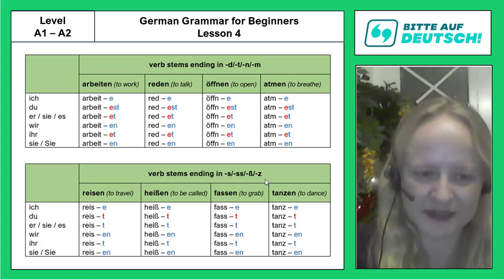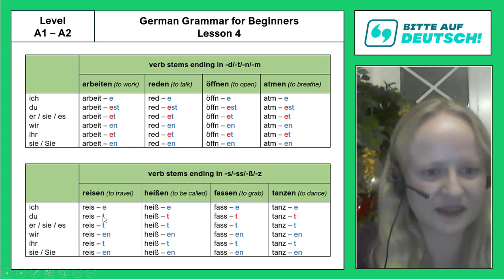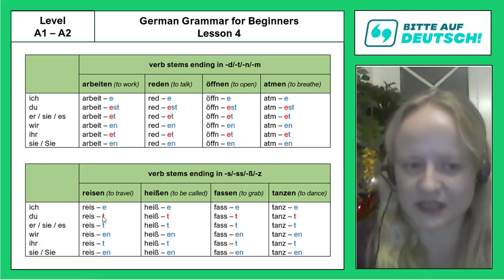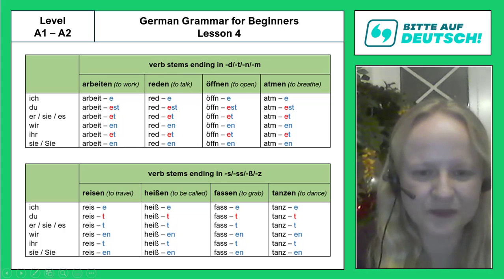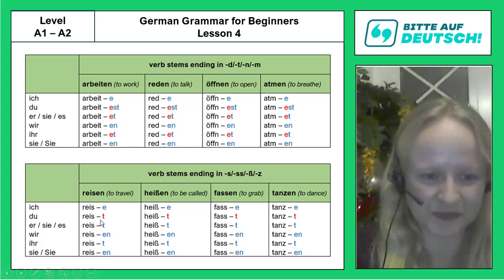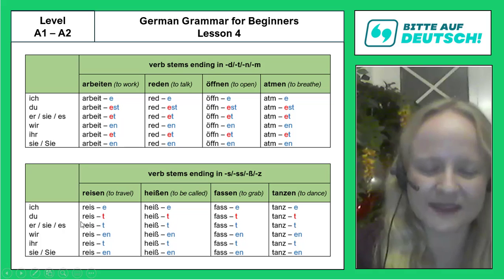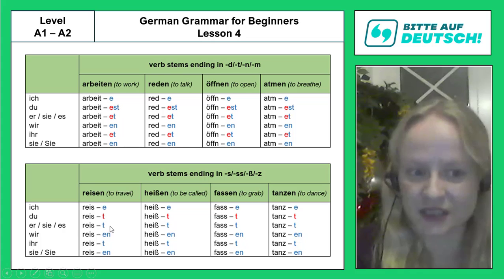And this change only applies to the second person singular, to the du form. And why is that? Because it is the only conjugation that normally ends in ST, right? So for regular verbs, the normal conjugation ending for second person singular is ST. However, because we already do have an S sound at the end of our verb stem, we drop it here, okay? And as a result of that, the conjugated du form will take the same look and form and shape as the conjugated er, sie, es form, okay?